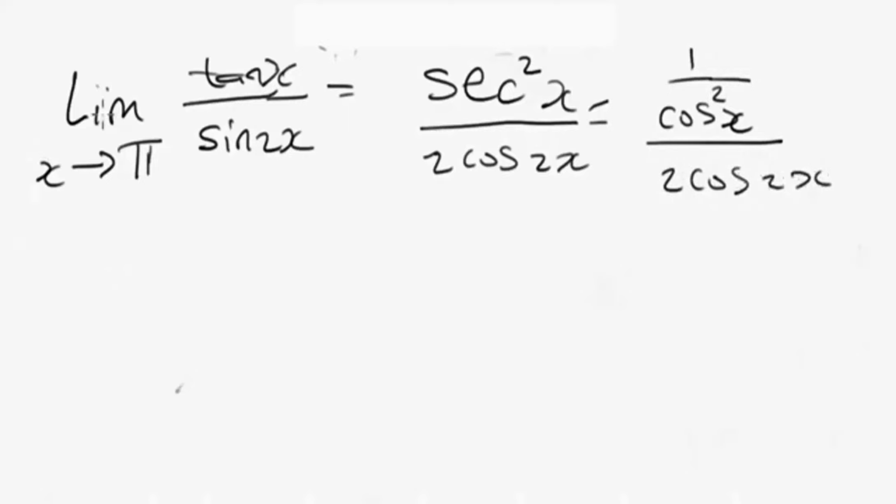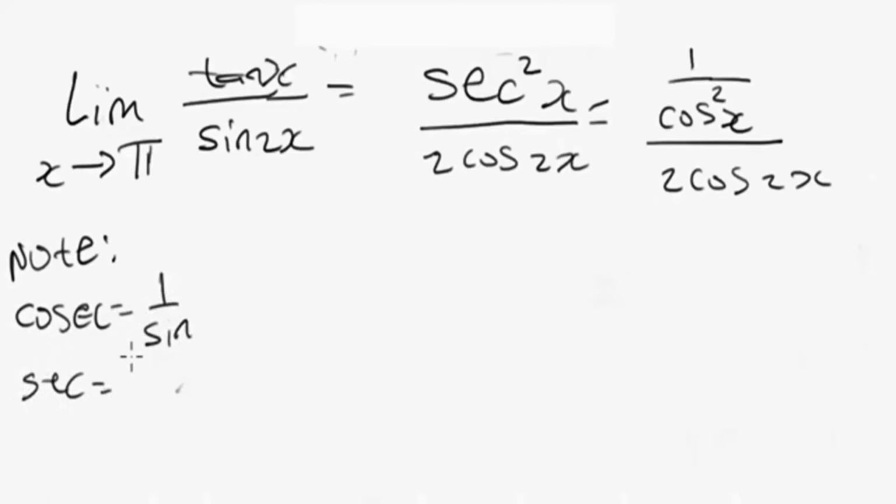Now take note of these. In trigonometry, cosec is the same thing as 1 over sine, sec is the same thing as 1 over cos, and cot is the same thing as 1 over tan. It is very important to take note of this in case of solving problems involving trigonometric ratios. Having known that, let's keep simplifying this.